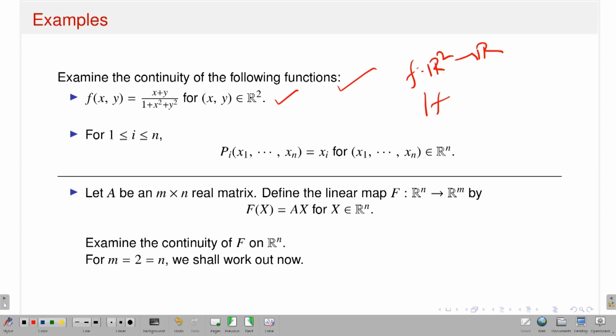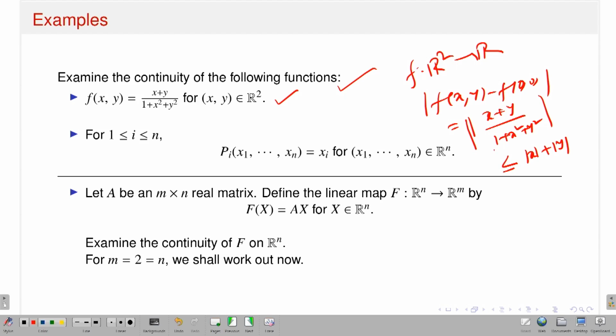For that you have to somehow estimate f(x,y) minus f(0,0). And what is this? By definition of the function, this is nothing but (x plus y) divided by (1 plus x square plus y square), because f(0,0) is 0. If you remember, I have done some similar calculations in my last slides, one slide before. This is certainly dominated by mod x plus mod y, because the denominator 1 plus x square plus y square is always greater than or equal to 1. Therefore, 1 by (1 plus x square plus y square) is less than or equal to 1, and then mod of (x plus y) is less than or equal to mod x plus mod y, which is also less than or equal to 2 times square root of x square plus y square.